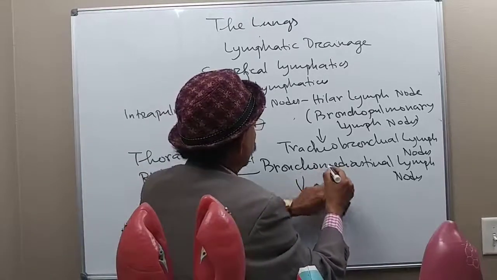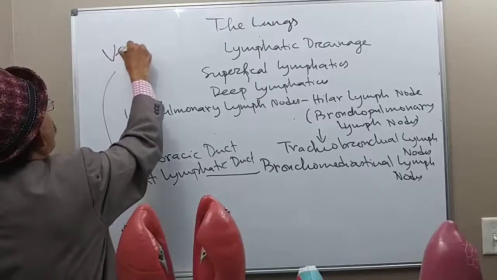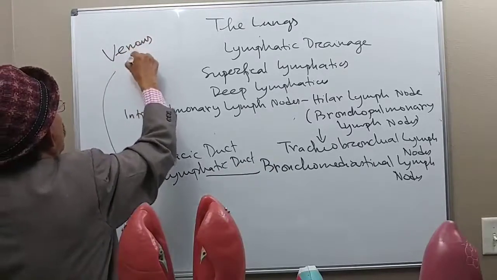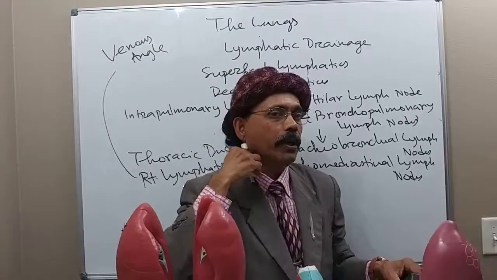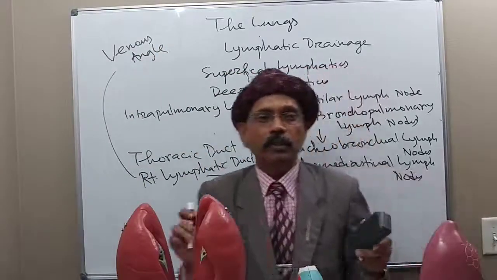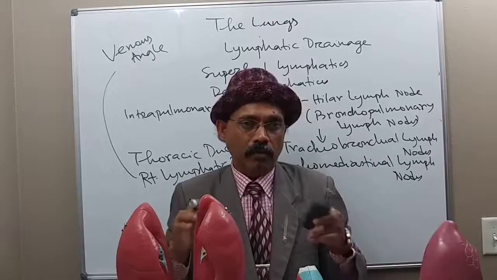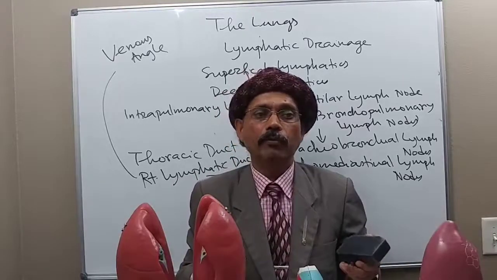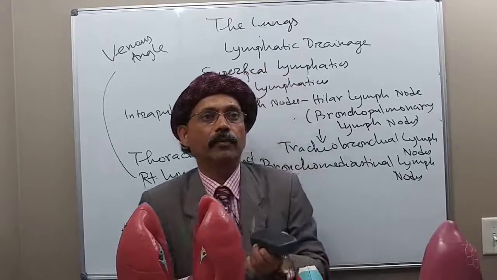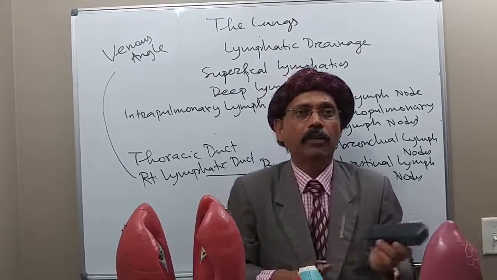We can call it the venous angle. This will open into the venous angle at the junction between the internal jugular vein and subclavian vein. But the bronchomediastinal lymph node may drain directly into the vein or may go through the thoracic ducts. Okay, we got the lymphatic drainage of the lung.